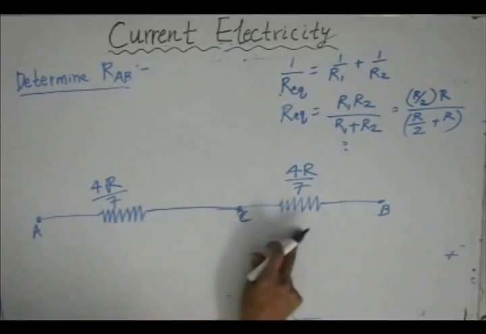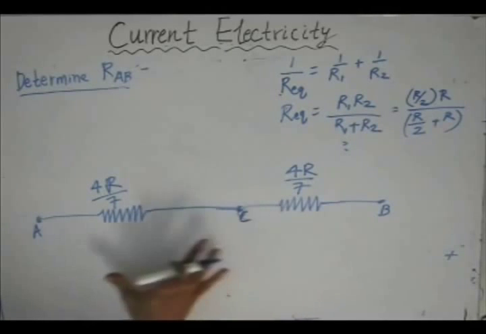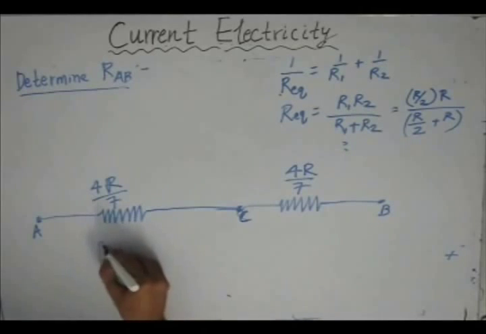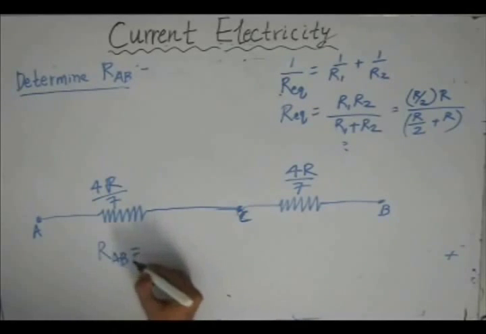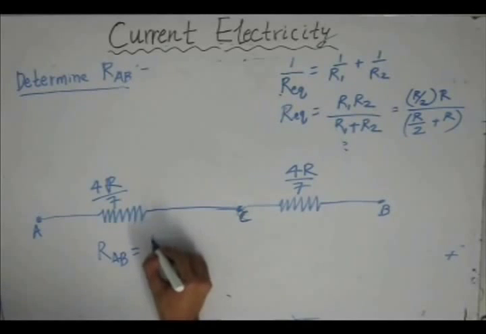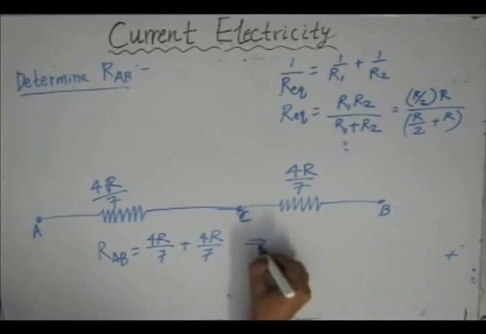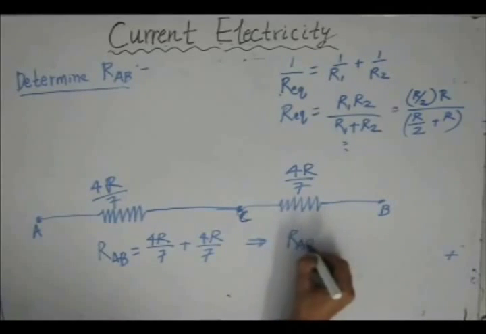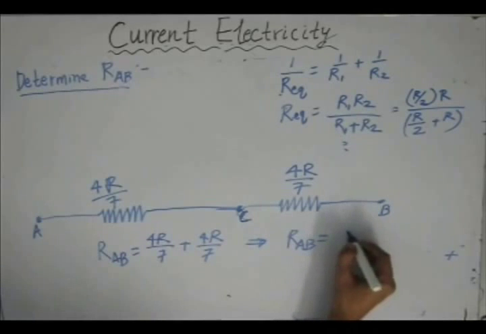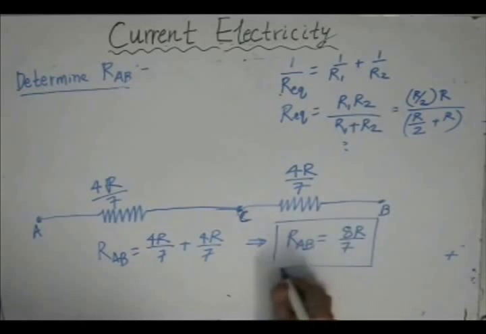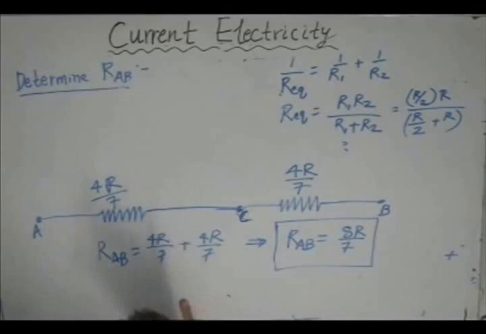Since these two resistors are in series, the equivalent resistance between the points A and B would be the summation of these two resistors. So at the end, RAB would be the summation of 4R by 7 plus 4R by 7. That implies that the equivalent resistance for the original problem is 8R by 7. So this is the value of the equivalent resistance for the original problem.